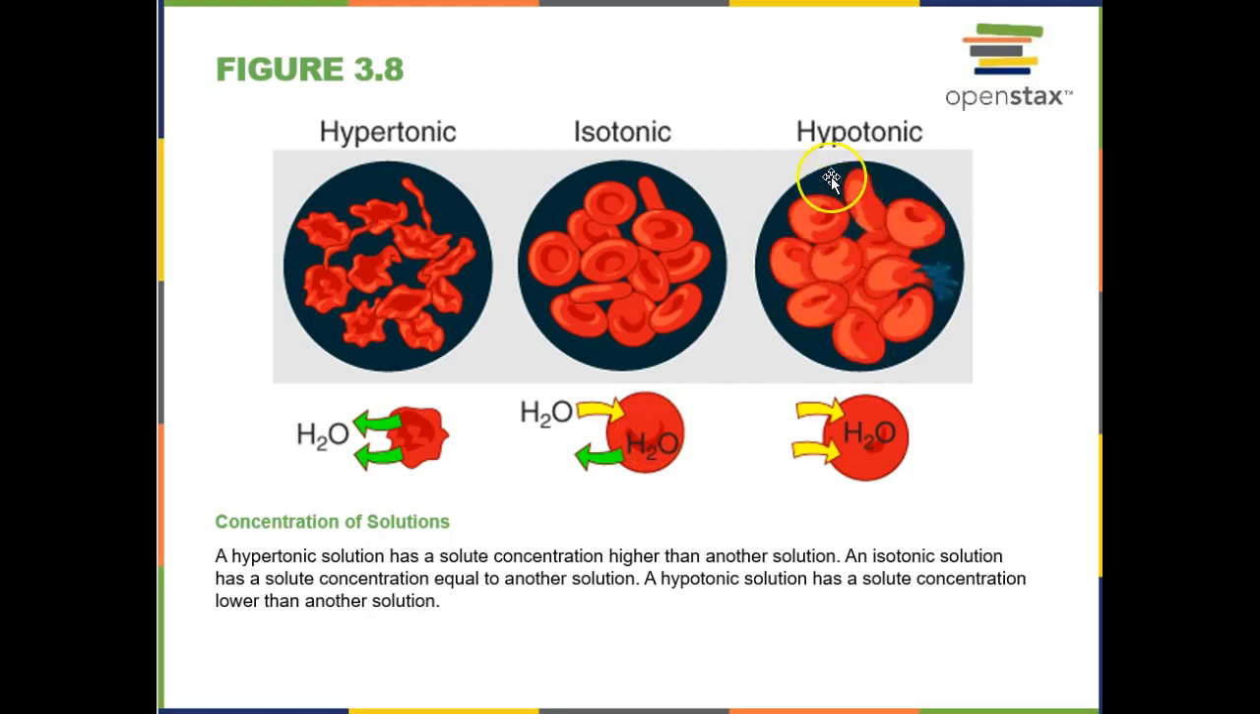If you put cells in a hypotonic solution, this now means that there is less solute in the solution per unit volume than inside the cell. So there's a higher concentration of water outside the cell, a lower concentration of water inside the cell. Water is going to move from an area of high concentration to an area of low concentration, and your cells are going to swell up.